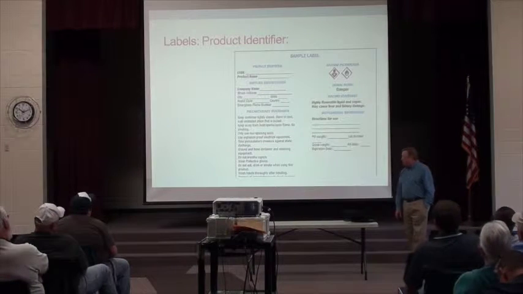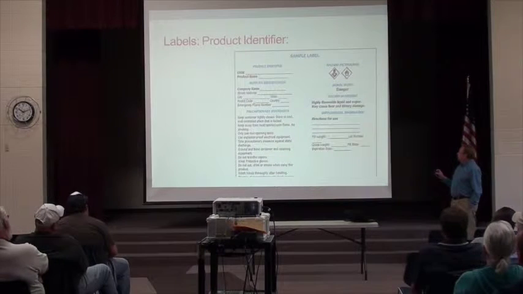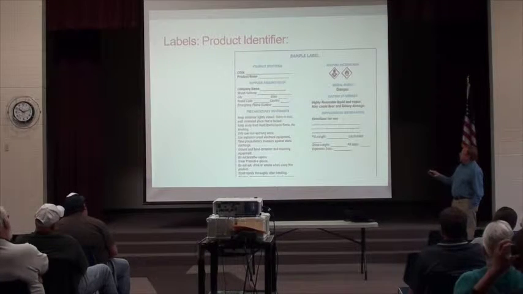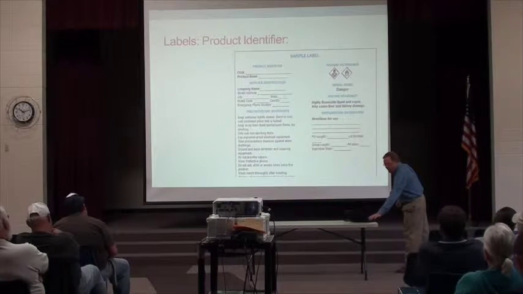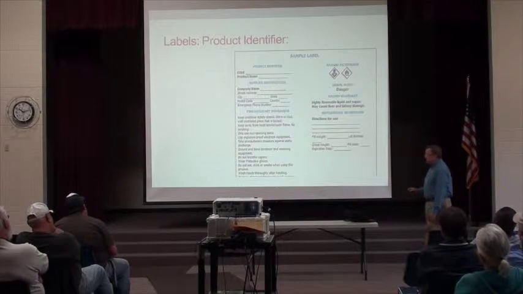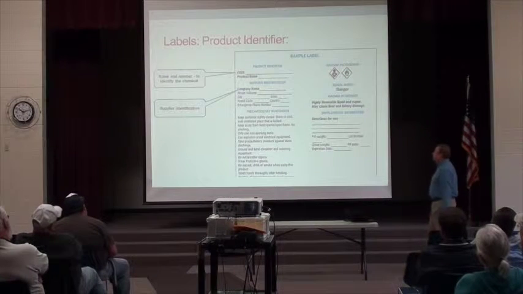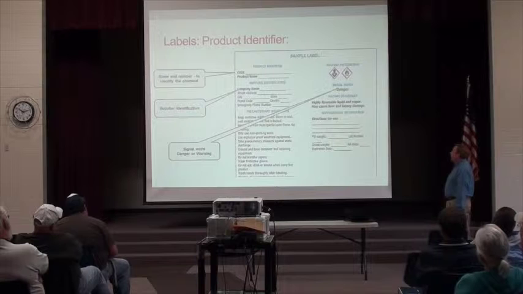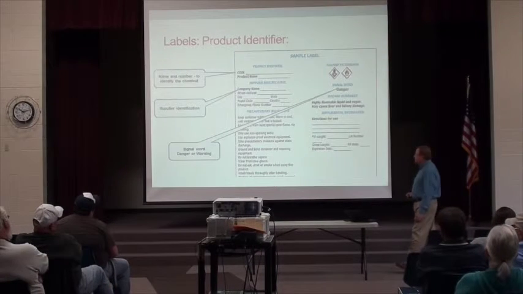Here's just an example of what a label might look like. The product identifier will be up here at the top. There's nothing filled in here, but you can see it would have the product name. It would have the number. That's what we're talking about, the product identifier. Next information that you'll see: the product identifier, where it came from, and also the signal word. We're going to get into what these signal words mean in just a minute.